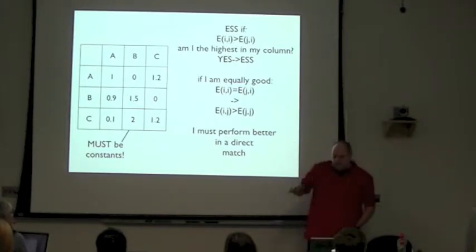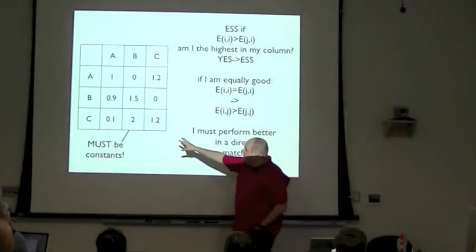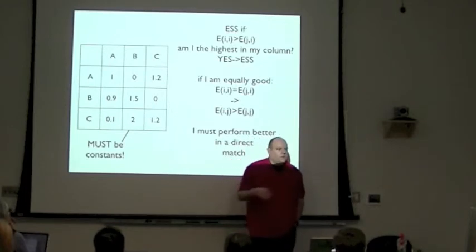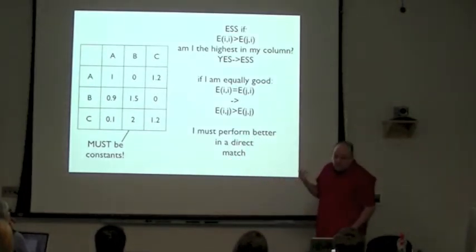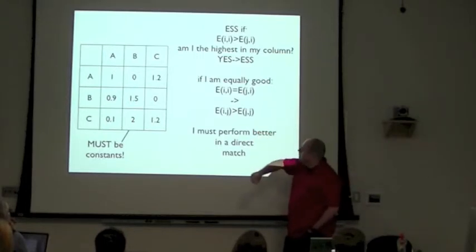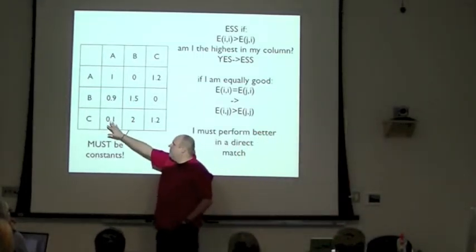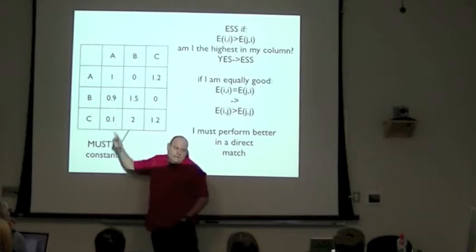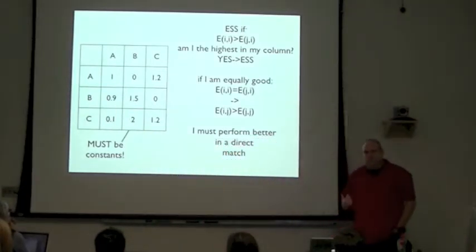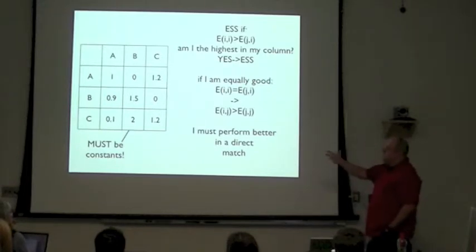Let's look at the C player. The C player now gets 1.2 as a pair of playing itself, and he's not the highest in this column. Another player gets 1.2. So if that is the case, I have to check if this payoff down here, the 0.1 payoff, is higher than what A gets against itself, which is also not the case, so C is also not an evolutionary stable strategy. What this means is, if I give you a payoff table, you just follow these rules and you can derive who is the evolutionary stable.